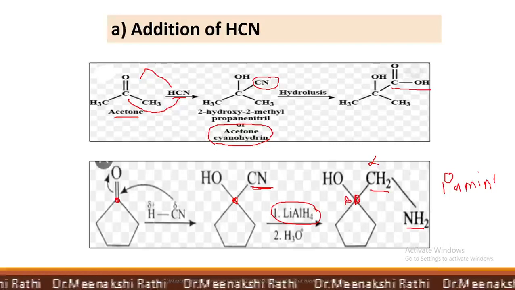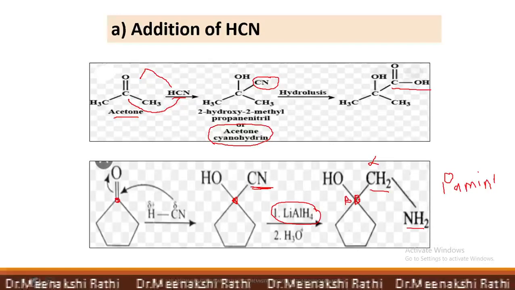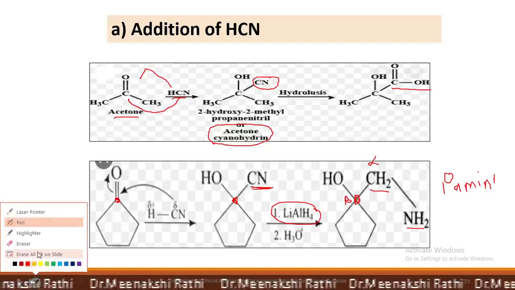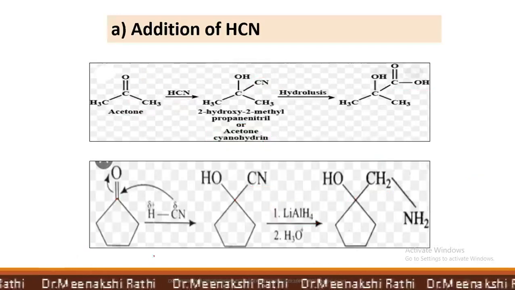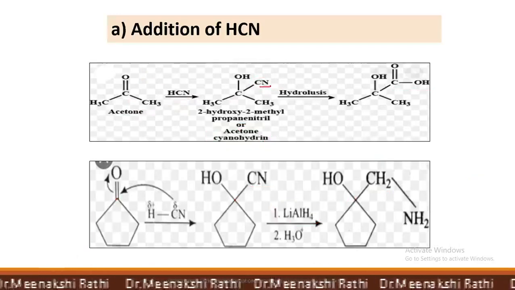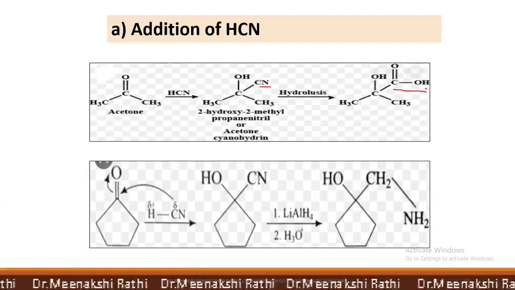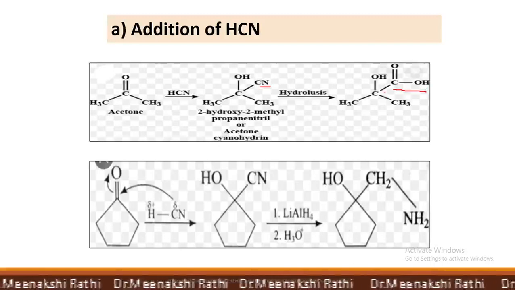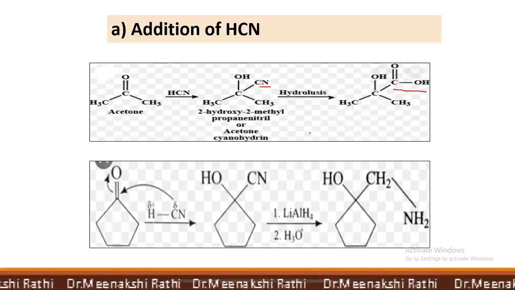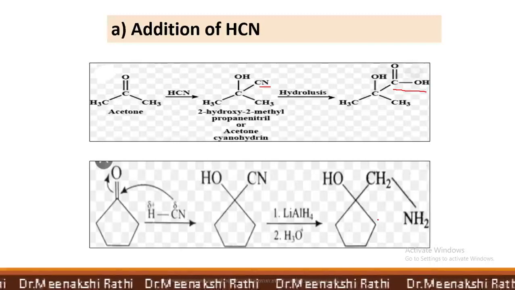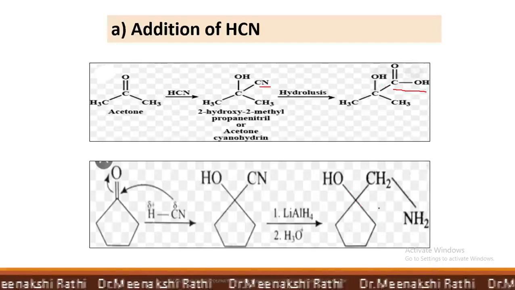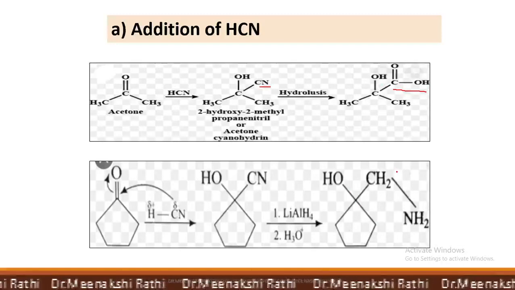There are two uses of cyanohydrins, which are formed from aldehyde and ketone. Cyanohydrin on hydrolysis gives alpha hydroxy acids, while cyanohydrin on reduction gives beta hydroxy primary amines.